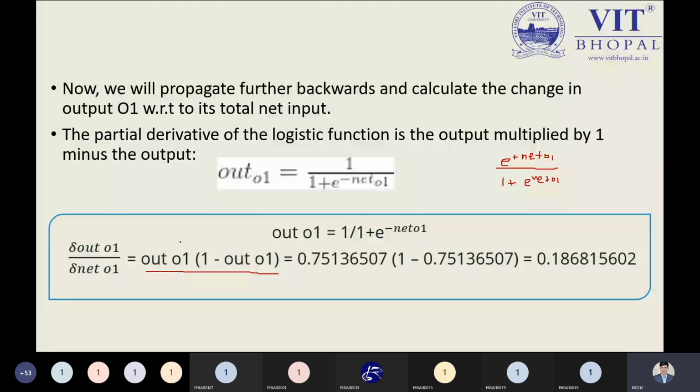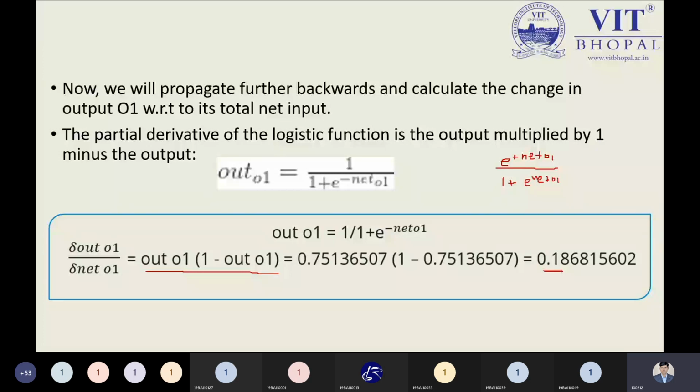If I apply it, I will get out O1 multiplied by 1 minus out O1. So I just need to use its derivation. I'm getting its derivation, so I'm getting this formula, and just put the value, and you will get these values. So this is nothing, what we are doing, we are just doing nothing special.